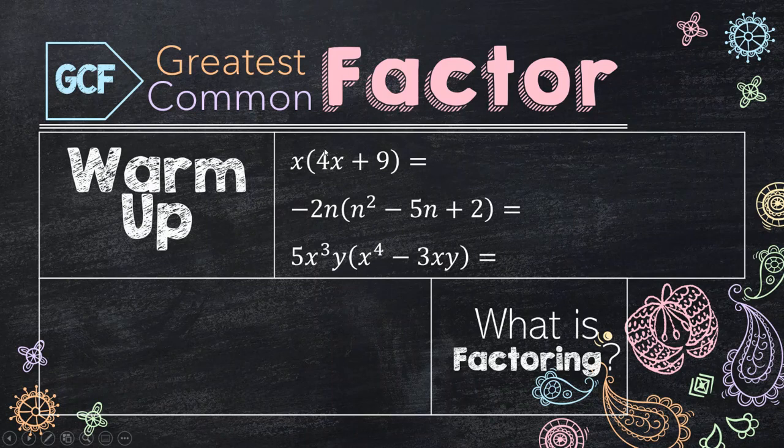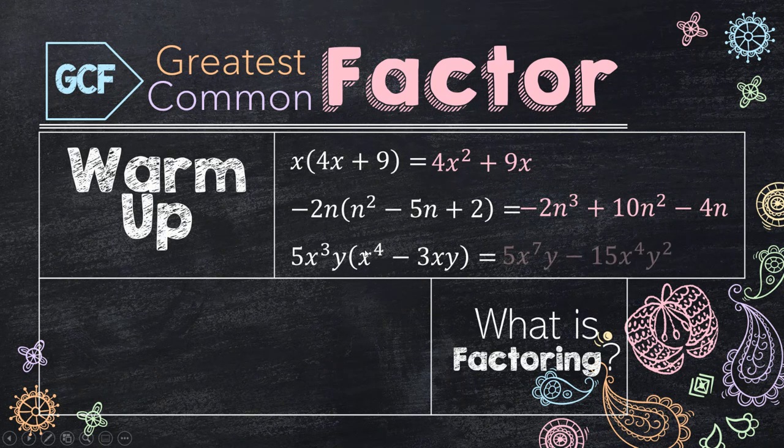So when we take x times the expression 4x plus 9, distributing x times 4x, we get 4x squared, and then x times 9 gives us 9x. Distributing the negative 2n here, remember that there's an understood 1 exponent here, and when we take negative 2n times n squared, we add the 1 and the 2 on that like base, so we get negative 2n cubed. And then when we take negative 2n times negative 5n, remember that a negative times a negative is positive. That gives us positive 10n squared. And then taking negative 2n times positive 2 gives us negative 4n.